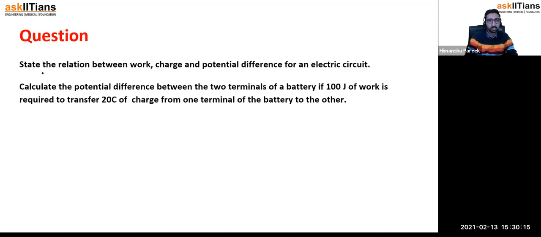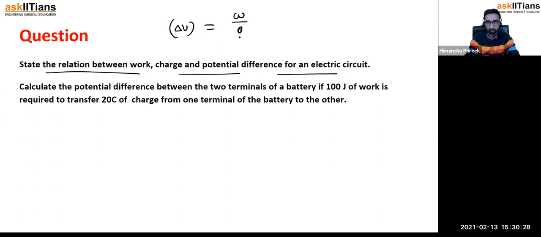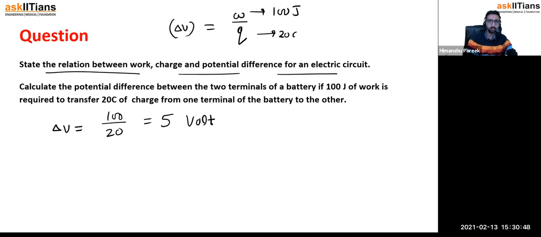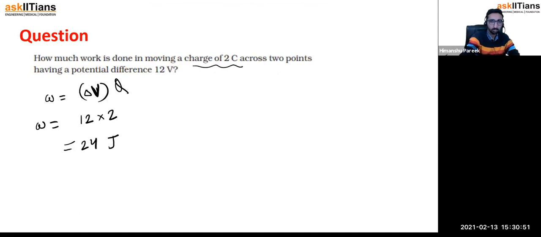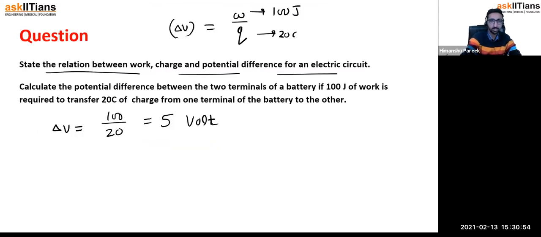Similarly, one more question. State the relation between work, charge, and potential difference for an electric circuit. That we have just done. It is nothing but delta V is equal to W over Q. Calculate the potential difference between the two terminals of the battery if 100 joule of work is done to transfer a total charge of 20 coulomb. Very simple question. 5 volt. So the unit of potential difference is volt. That's how I'll be writing it. The symbol we have been using is V, capital V, so you can say 5 V. So that's how we'll be solving the questions related to the potential difference.